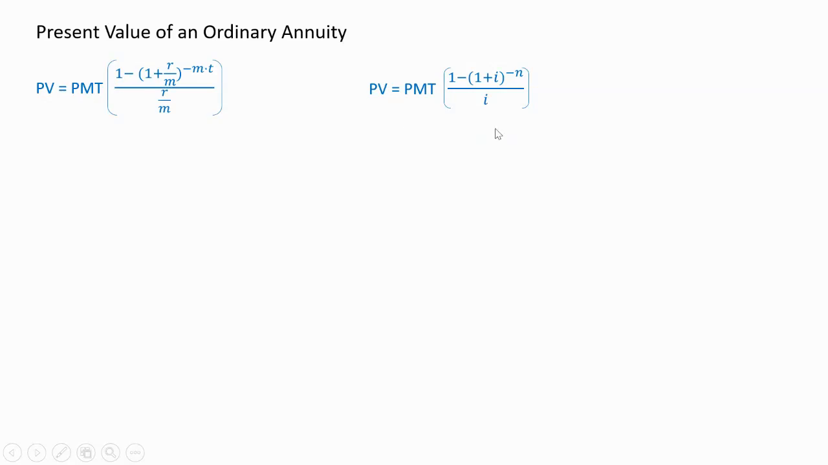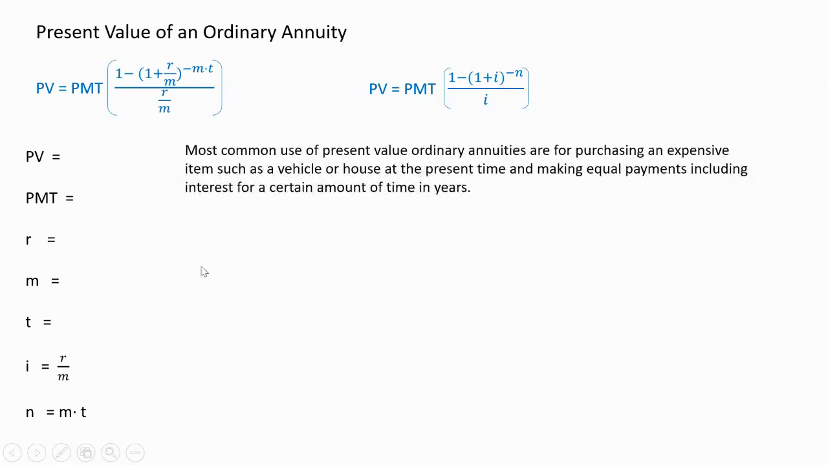Again, this is a formula on the left, but this is a formula using the I to replace the R divided by M, and using the N to replace the M times T. And again, there's 7 variables. Okay, now, what are these used for?